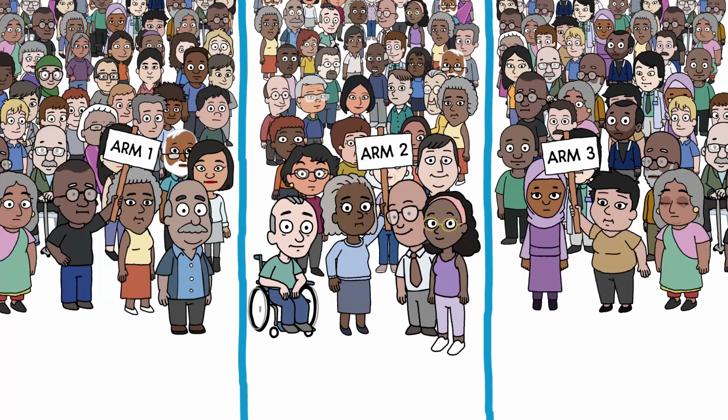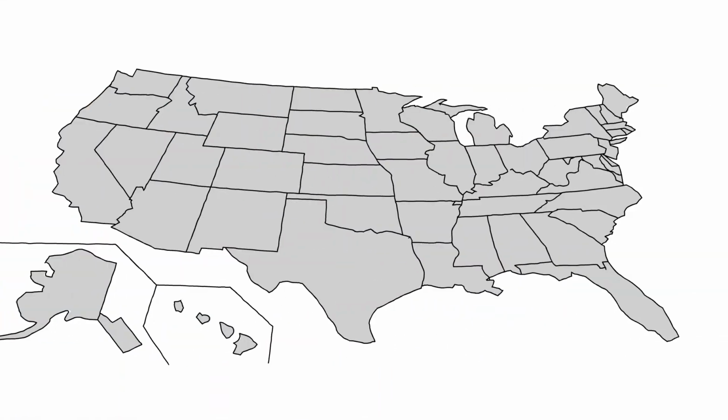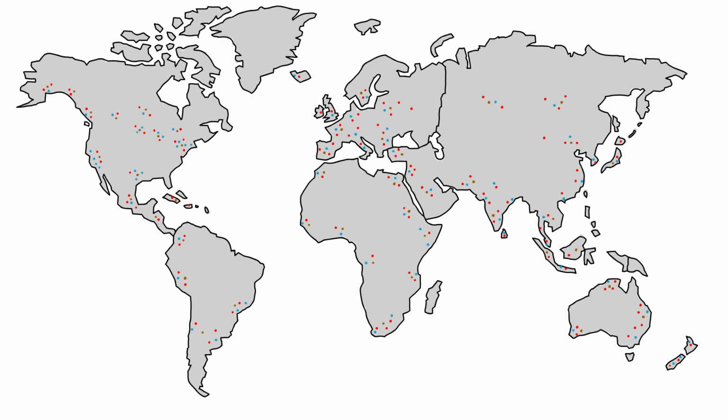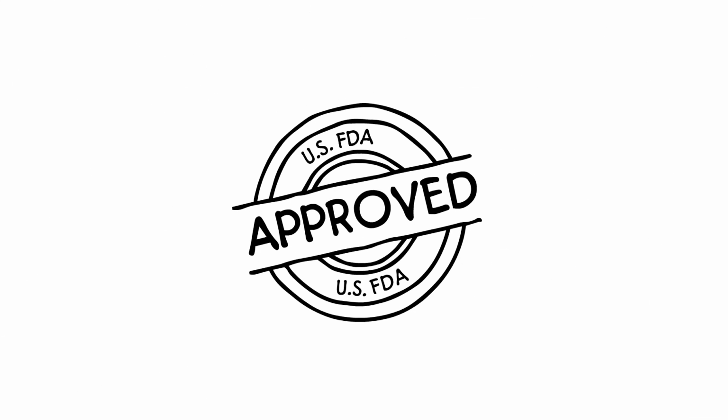Because of the large number of participants, Phase 3 studies may be found at cancer centers, community hospitals, and by doctors in private practice. These studies may also include patients from other countries. Depending on the results of a Phase 3 trial, the new treatment may be approved by the U.S. Food and Drug Administration, or FDA. But trials don't end once a new treatment is approved.